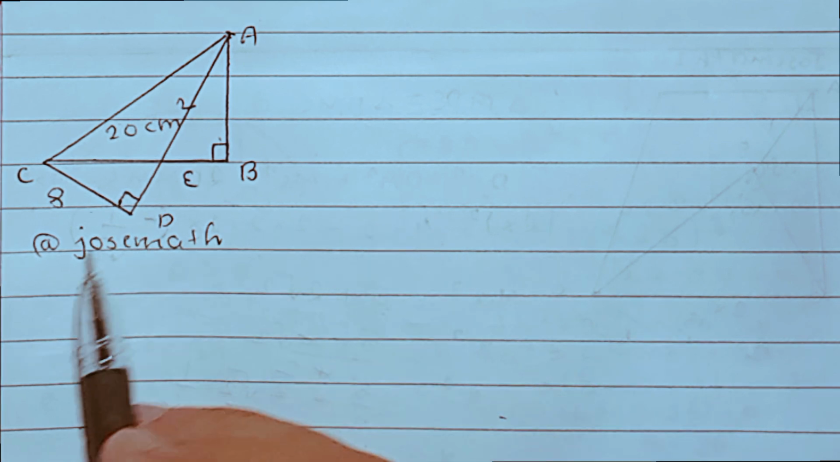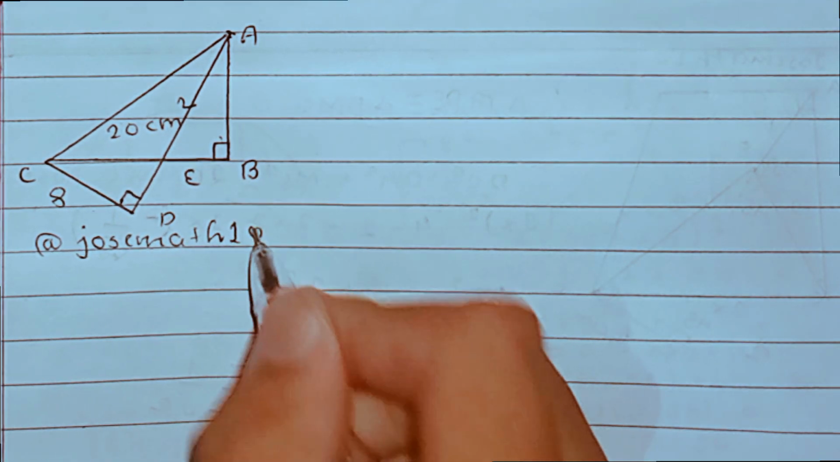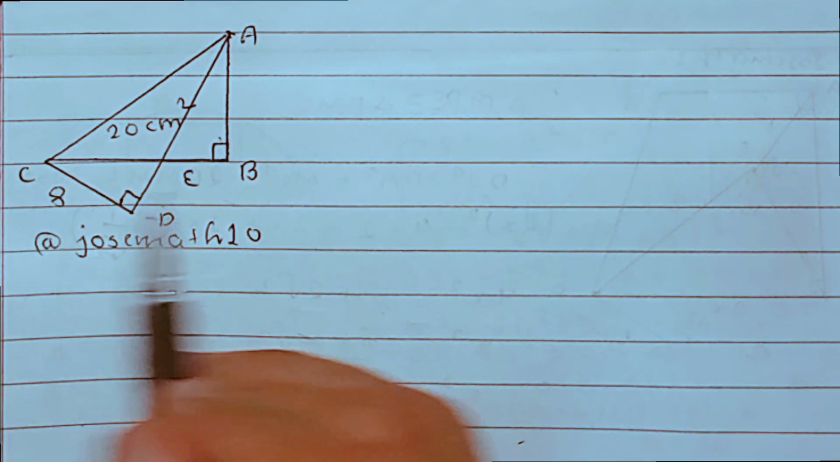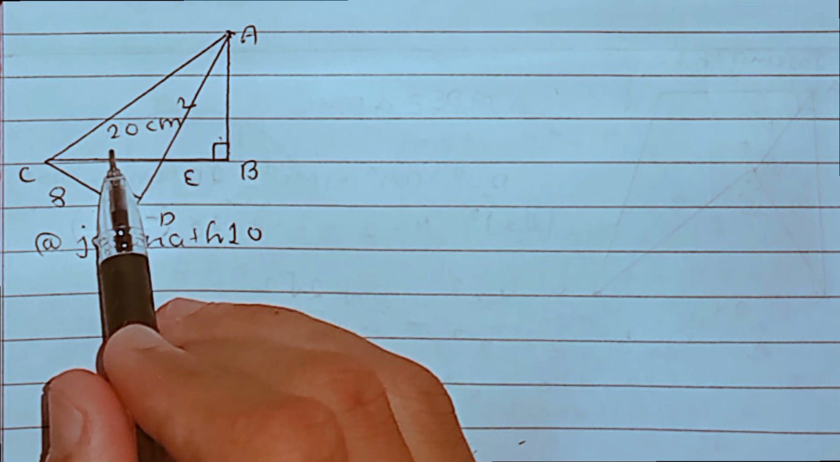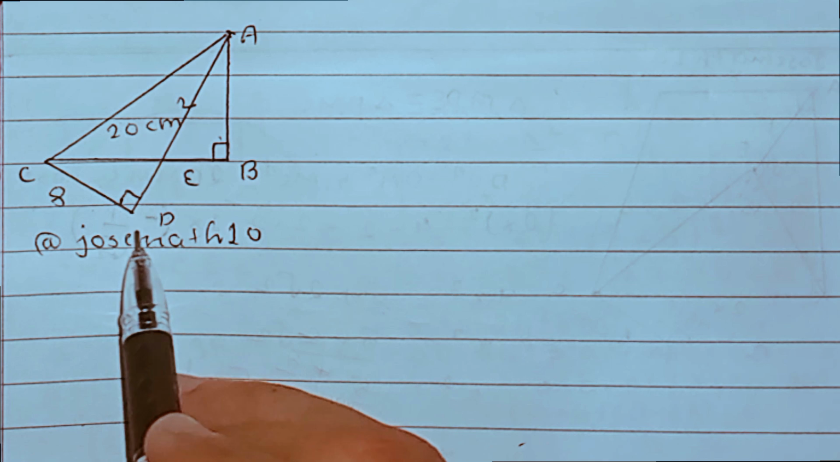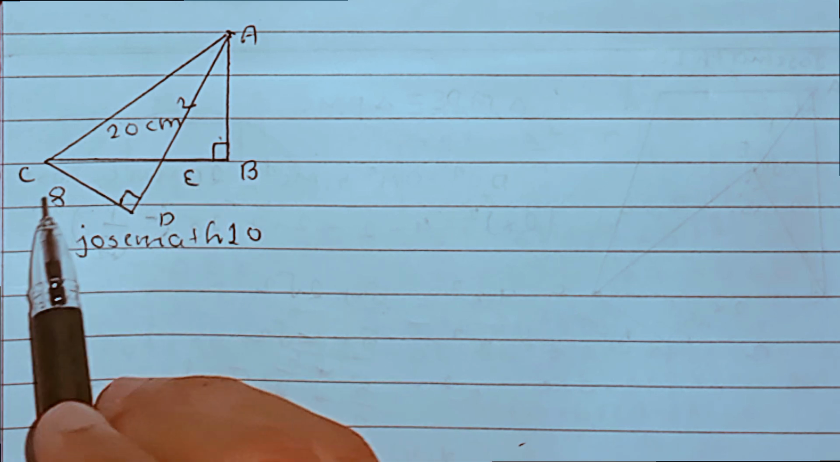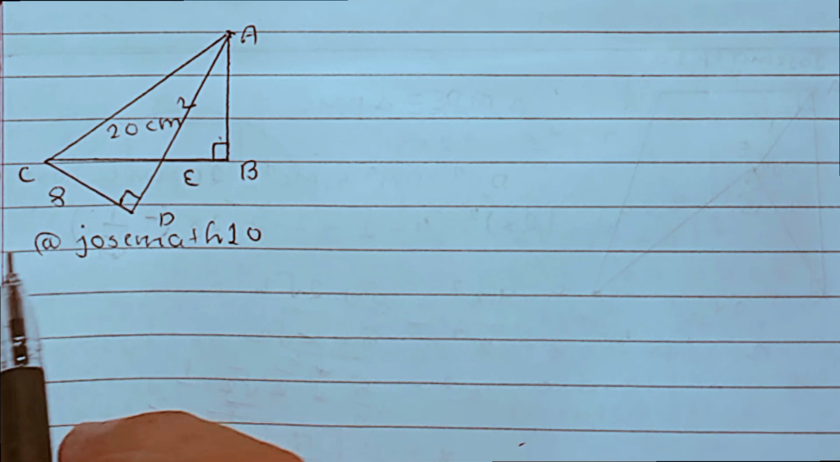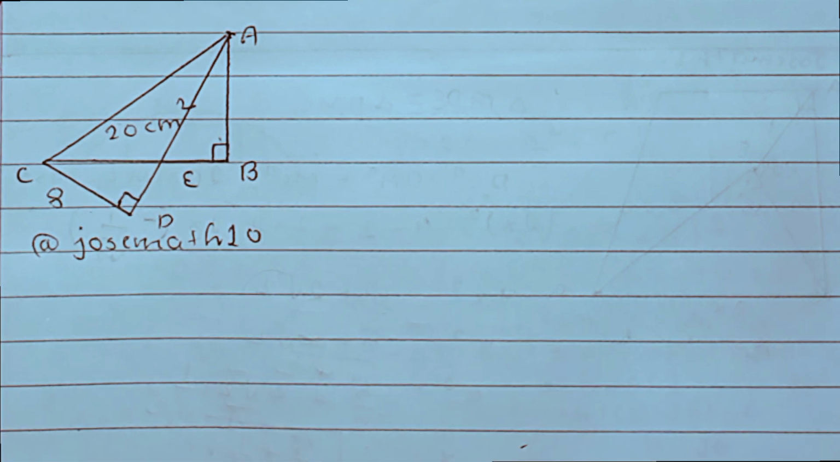So we have this question from Josh Math 10, and in this question we have a CEA triangle having an area of 20 cm square. Line AB is perpendicular to CB and line CB is perpendicular to line DE. Here CD has a value of 8 and we have no other information given. So let's try to find out.